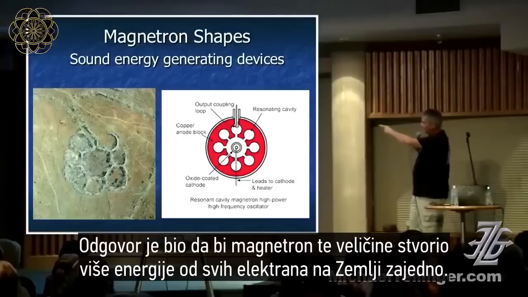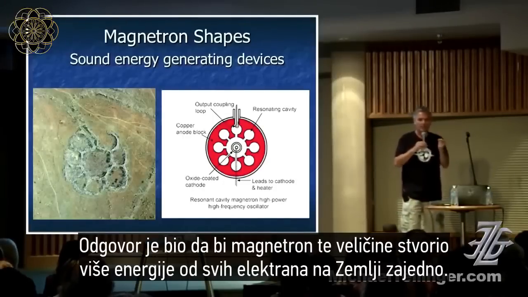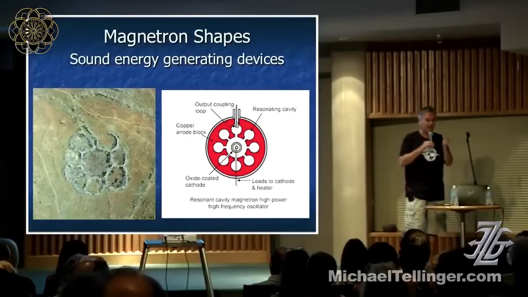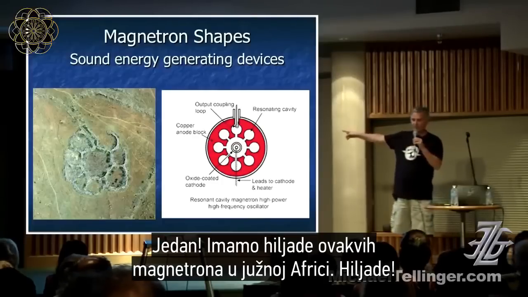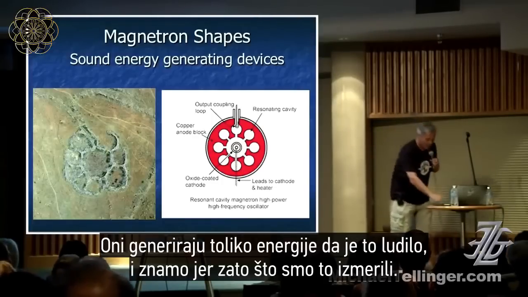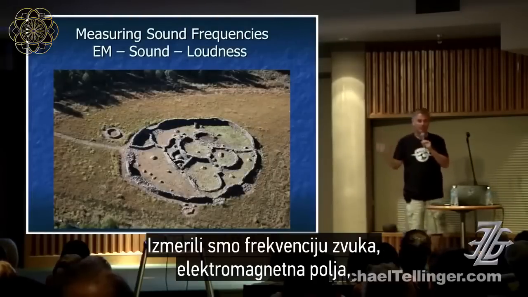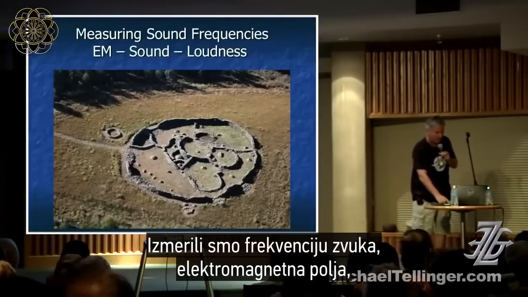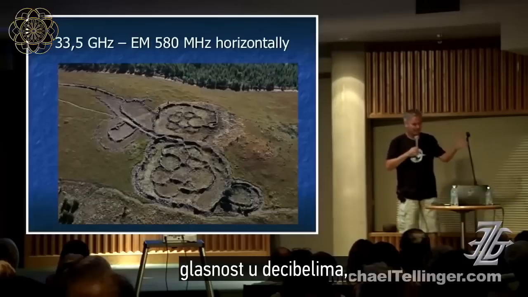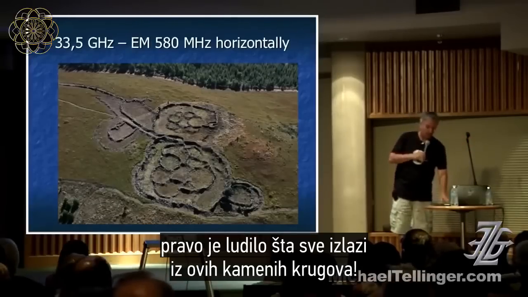And the answer was that a magnetron that size would create more energy than all the power plants on Earth together combined. We have thousands of these magnetrons in southern Africa, thousands of them. So these guys were generating so much energy, it's insane. And we know this because we measured it. We measured the sound frequencies, the electromagnetic fields, the loudness in decibels. And it's just insane what's coming out of these stone circles.